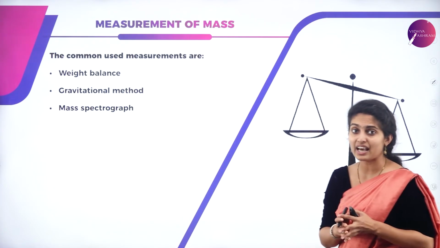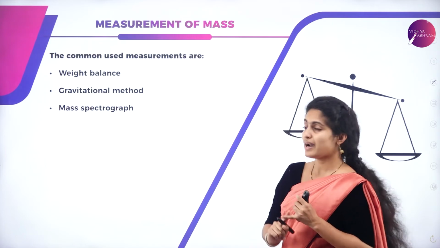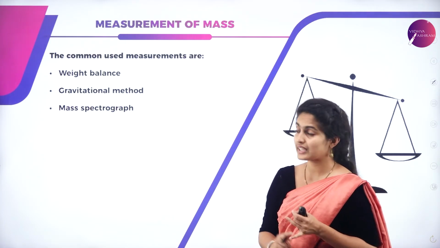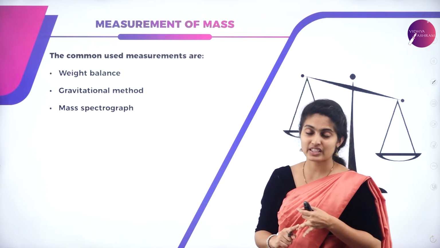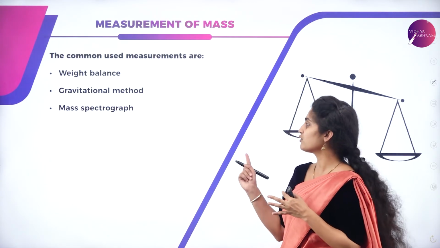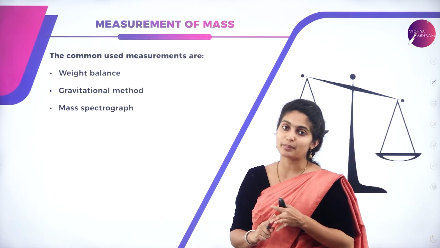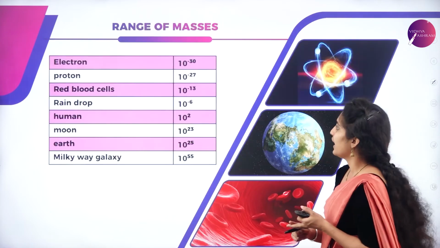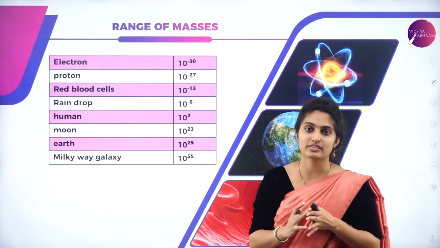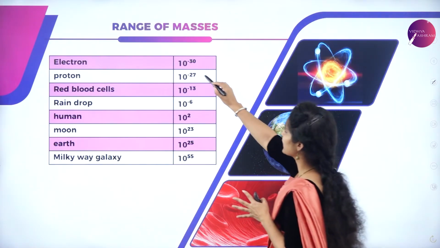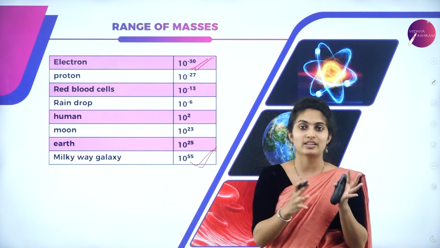And finally we have some commonly used measurement methods. One is the weight balance, which you can see in a grocery shop. Then the gravitational method, which can be conducted using Newton's gravitational law. And finally the mass spectrograph, which is used to calculate the mass of charged particles. Finally we come to the ranges of mass, from the electron level to the Milky Way galaxy.